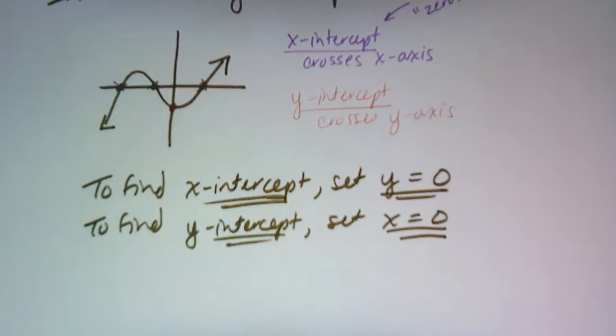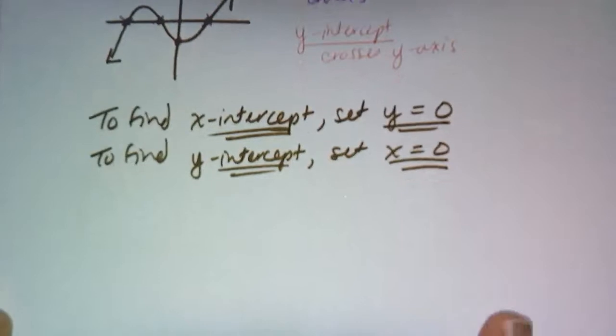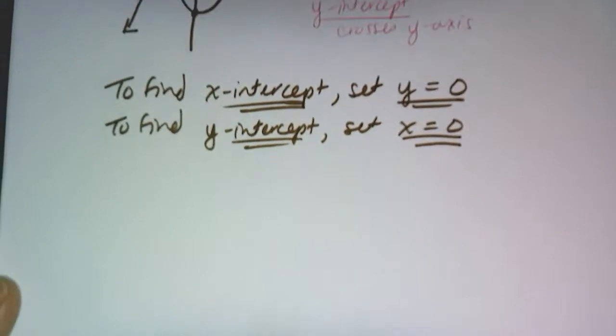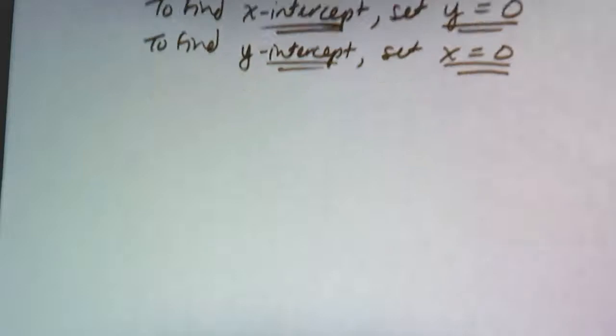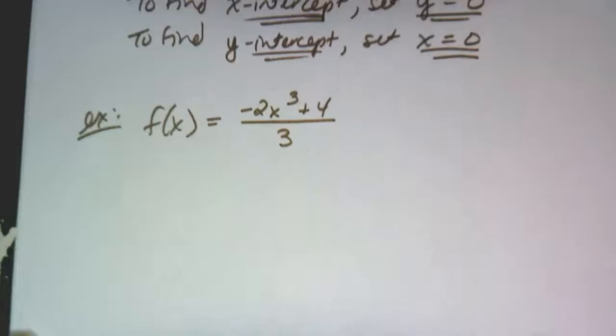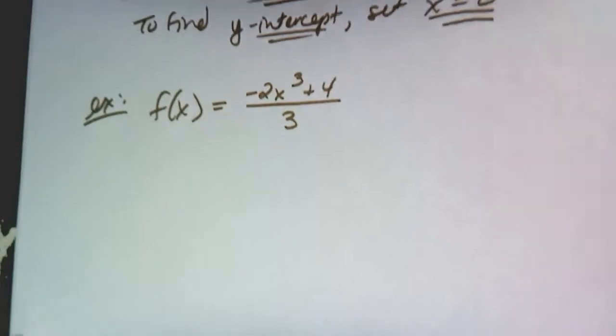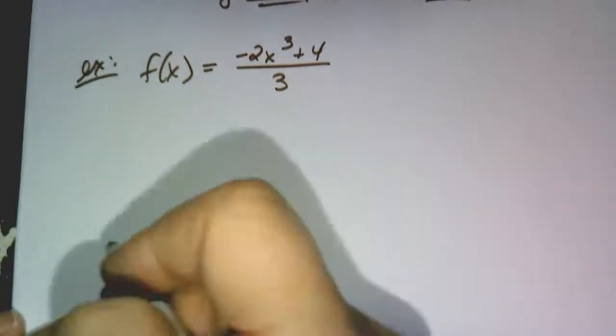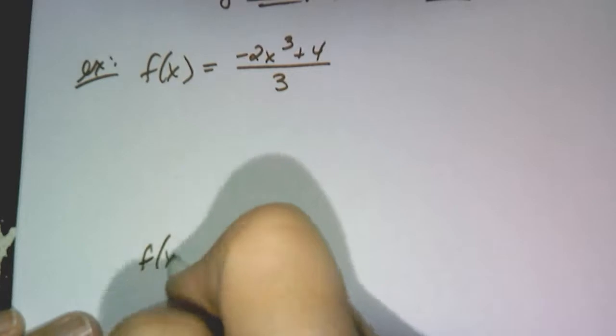I only have a whopping 2 problems to show you, and then that's it. That's my lesson. It's amazing. It's so good. Whatever, it's fine. f of x equals negative 2x cubed plus 4 over 3. We're going to find x and y intercepts here. And I might as well just write the next one.